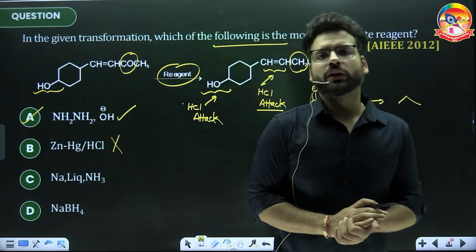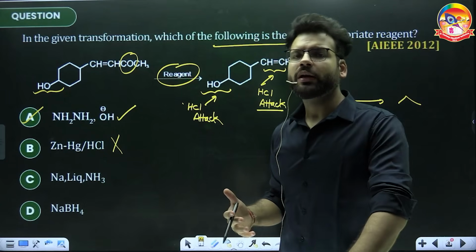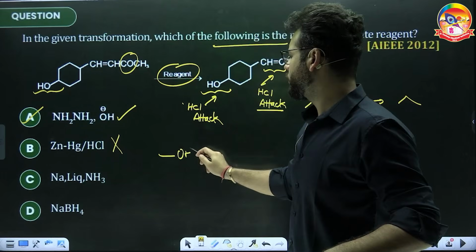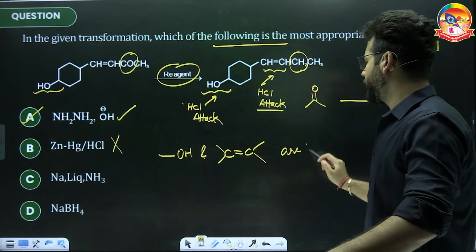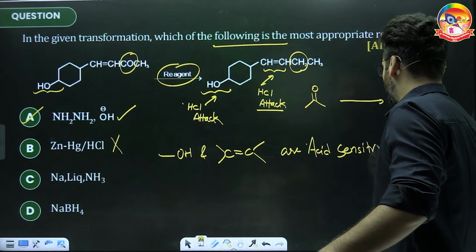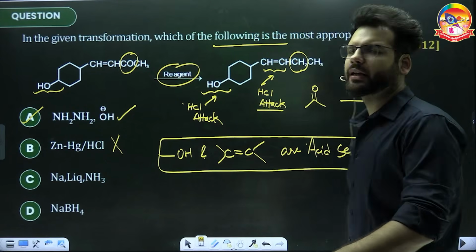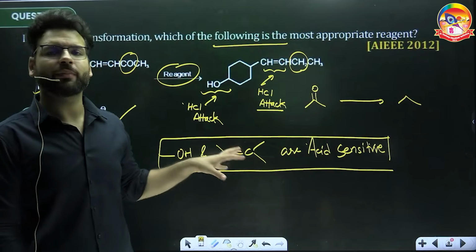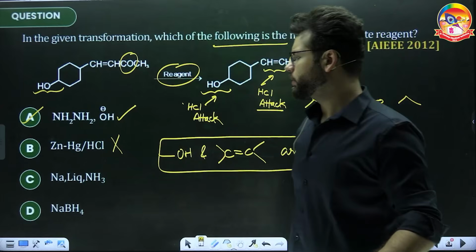Okay, so the alcoholic group, OH group, and the alkene group, olefin group, these two are acid sensitive groups. Okay, OH group and olefinic group are acid sensitive groups, means they get attacked in the presence of HCl. So we should never do Clemmensen reduction if we want them in the final product as well. Okay, so we'll do here Wolff-Kishner reduction. So this is the one.